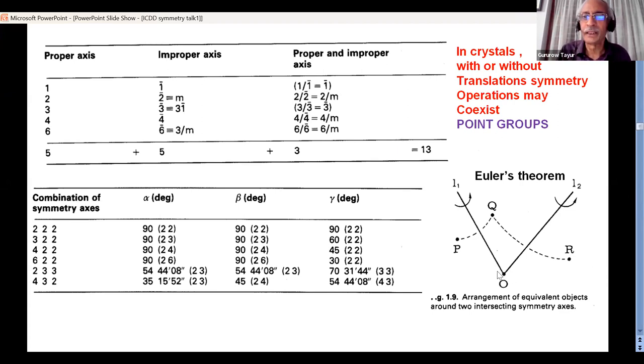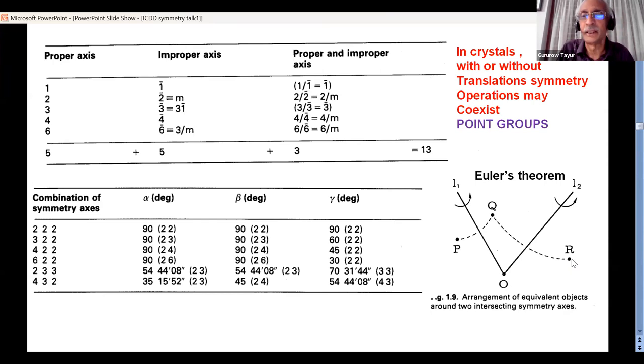And in fact, if we consider two different types of rotation axis, here I1 and I2, these are the two rotation axes, then the point P goes to point Q by the first rotation operation, Q goes to R by the second rotation operation, then Euler's theorem states that there is invariably a relationship between P and R. That means P, Q, and R are the only three possible positions we can generate, keeping the periodicity intact.